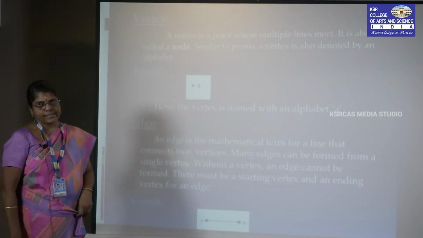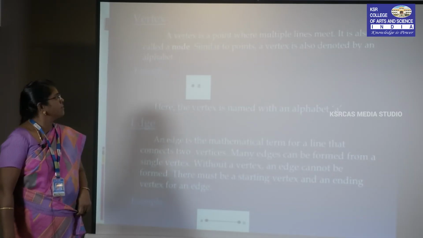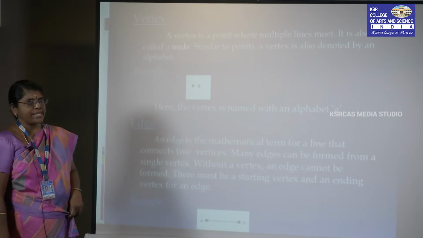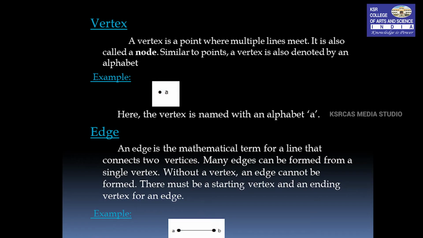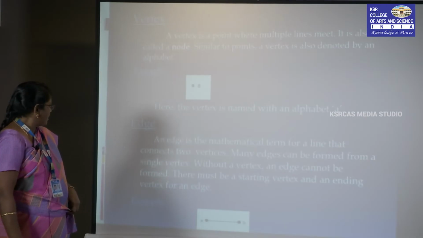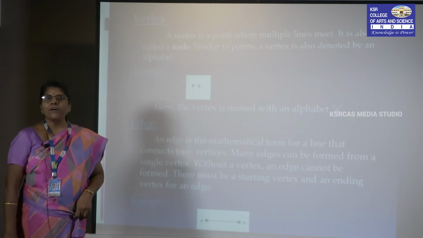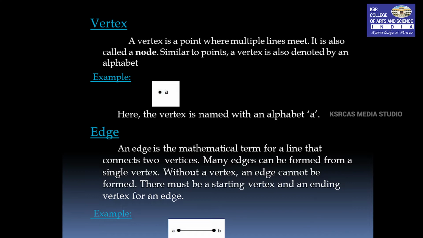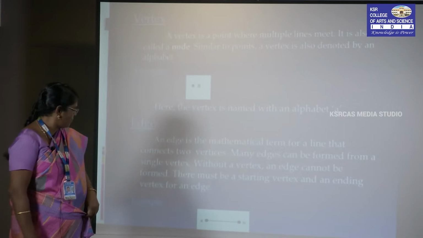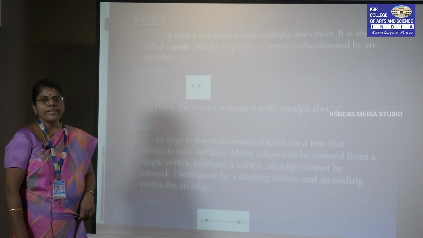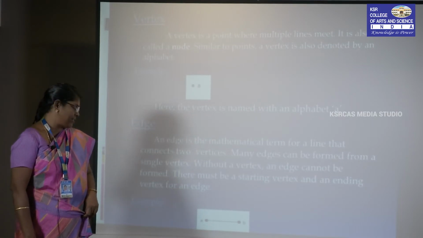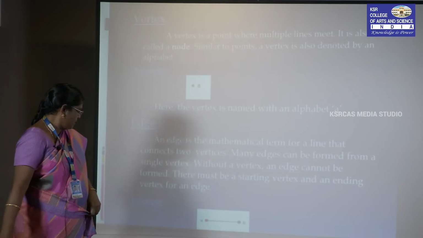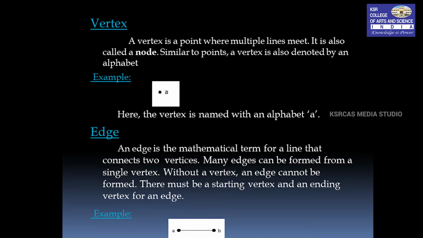Next, vertex. A vertex is just like a point, the point where multiple lines can meet. It is also called a node. Similar to points, a vertex is also denoted by an alphabet. And edge. An edge is the mathematical form of a line. It is the connection between 2 vertices. Many edges can be formed from a single vertex. Without a vertex, an edge cannot be formed. There must be a starting vertex and an ending vertex for an edge. In this example, A and B are connected by an edge AB.